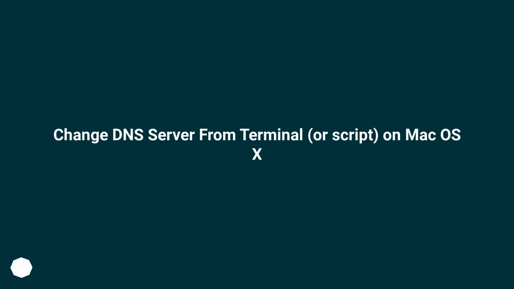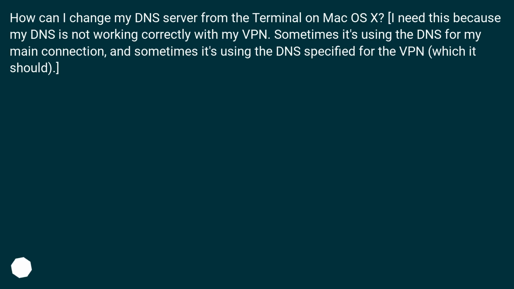Change DNS server from terminal or script on macOS X. How can I change my DNS server from the terminal on macOS X? I need this because my DNS is not working correctly with my VPN. Sometimes it's using the DNS for my main connection, and sometimes it's using the DNS specified for the VPN, which it should.